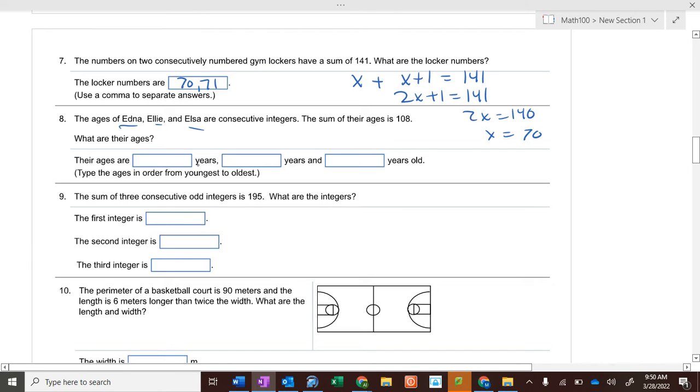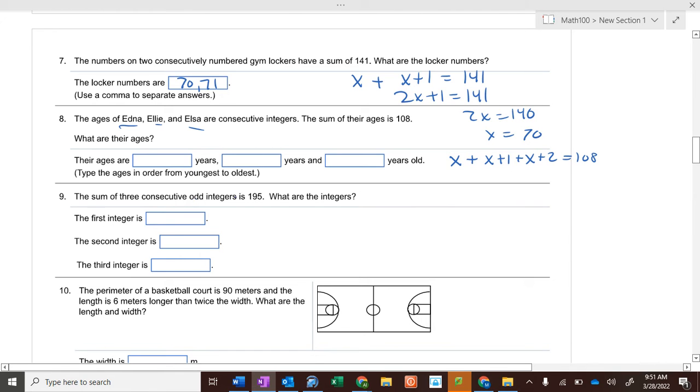Edna, Ellie, and Elsa are consecutive integers. The sum of their ages is 108. So Edna is x, Ellie is x plus 1, and Elsa is x plus 2. And then you add and solve.